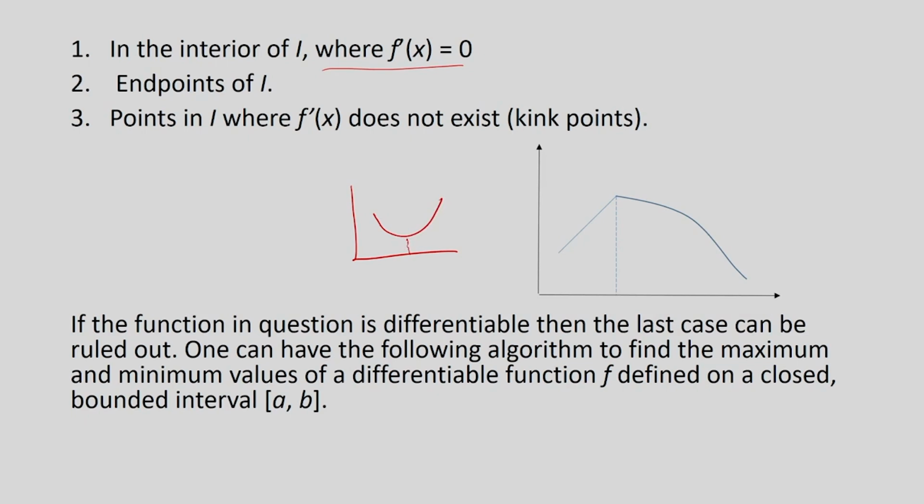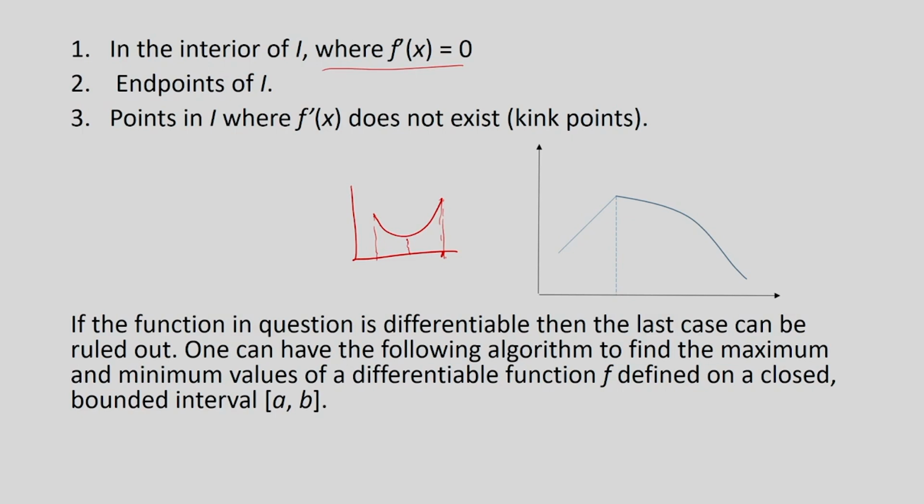The second possibility that can arise is that the extreme points are endpoints. So, suppose the interval is defined like this, right, then the maximum is actually occurring here, that is, it is occurring at the endpoint. Now, at this endpoint, obviously you cannot define f dash of that point, that is, the first derivative is not defined.